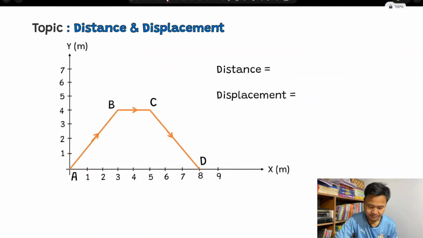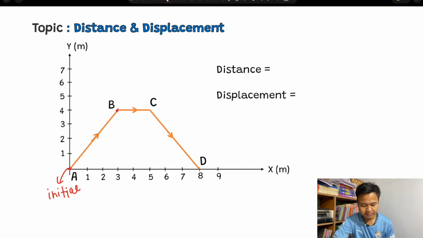So I will show you here. Suppose a particle goes from point A to point B to point C to point D. If I start from A, A is the initial point. That is the first part, and I go from B to C, and from C to D. So tell me, what is the total distance? Total distance is the total path covered.